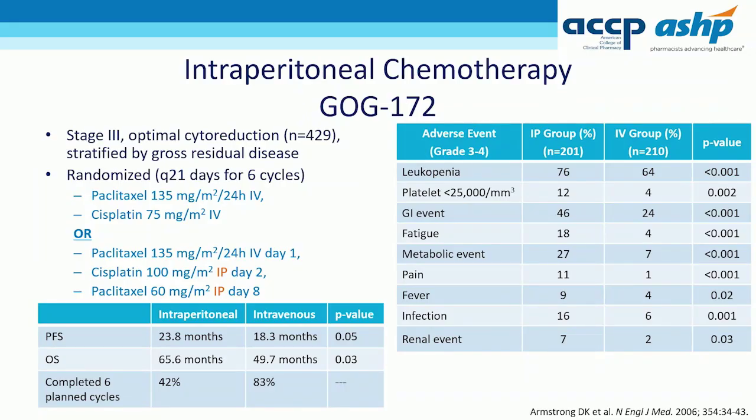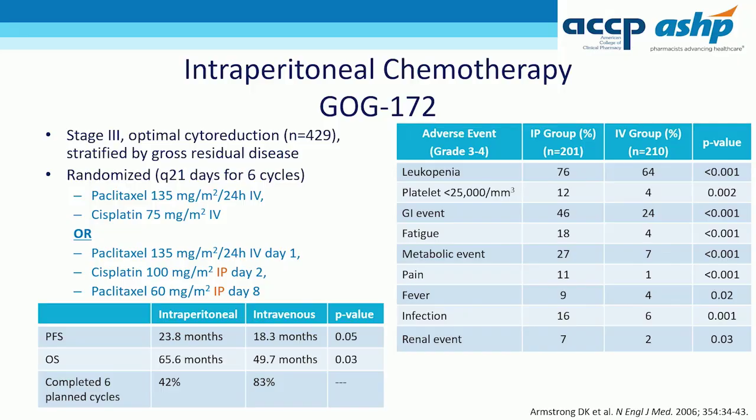So jumping into intraperitoneal chemotherapy, so GOG 172, this is for stage 3 optimally cytoreduced patients, and they received either cisplatin and paclitaxel, both in IV formulation, or they received paclitaxel at 135 milligrams per meter squared IV on day 1, and then cisplatin at 100 milligrams per meter squared intraperitoneal on day 2, and then paclitaxel 60 milligrams per meter squared intraperitoneal on day 8.